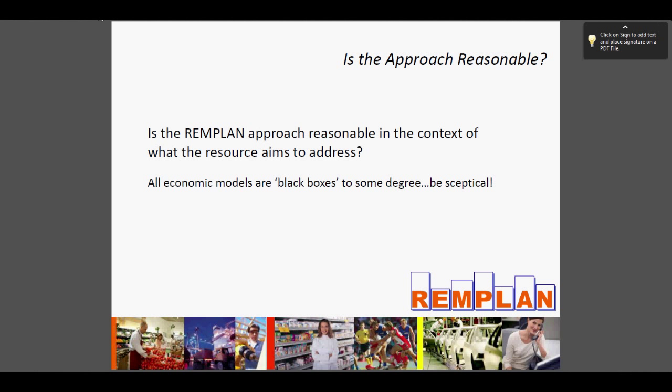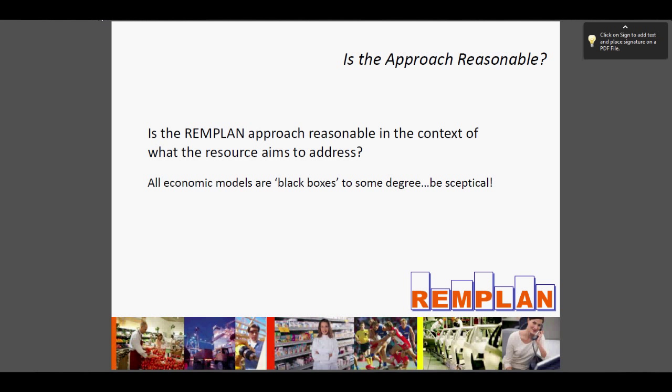So taking all of those assumptions on board, in terms of what REMPLAN is attempting to do, understanding the area-specific nature of the local economy and the likely interactions, the buying and selling relationships between industries, as a resource and a tool for economic development and planning, I'm putting the question to all of you: given the assumptions that are being applied, do you think this is a reasonable approach in the context of what we're trying to achieve?